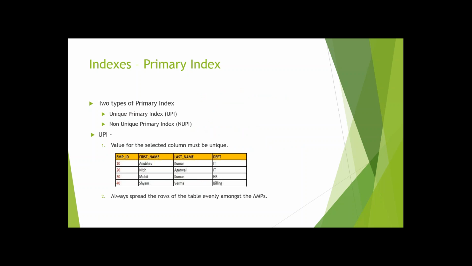Okay, so in this case for UPI, let's say that this is a table, employee ID is the UPI. Since it's UPI, it has to be unique, so we have a unique constraint, so you cannot have duplicates. If it is unique, what we need to understand is the data is going to be evenly distributed across the AMPs. That's really key. If you have UPI, your data is going to be evenly distributed.